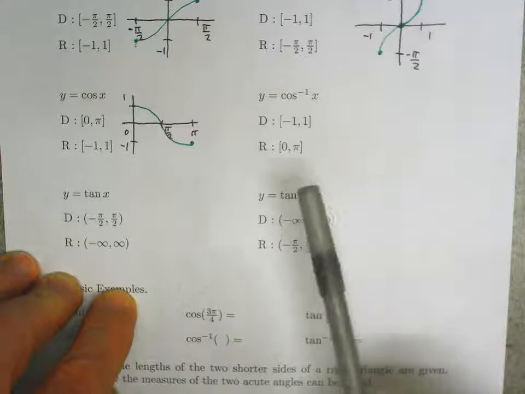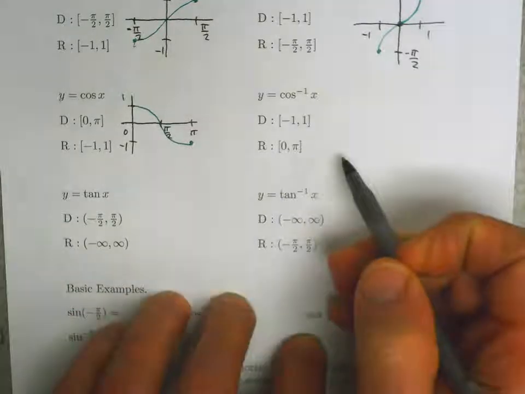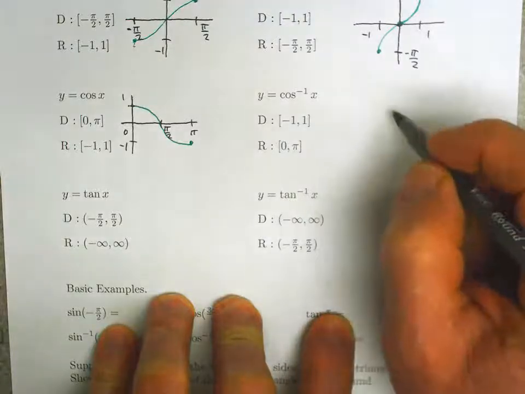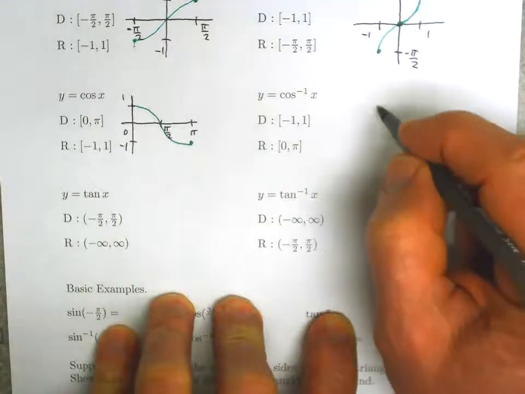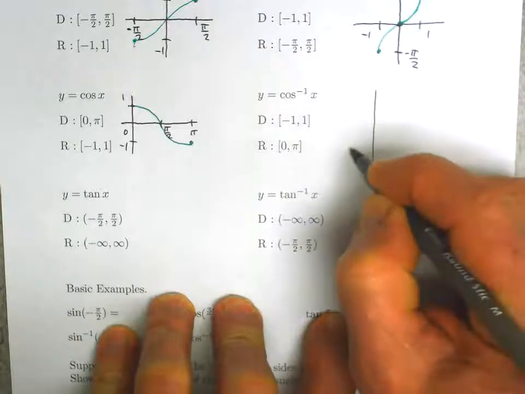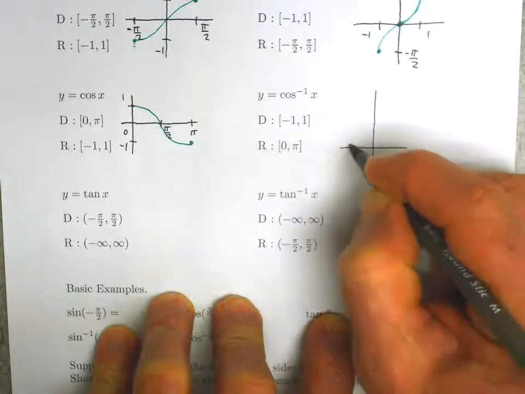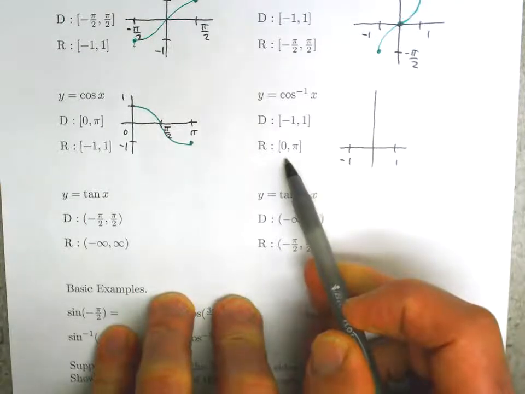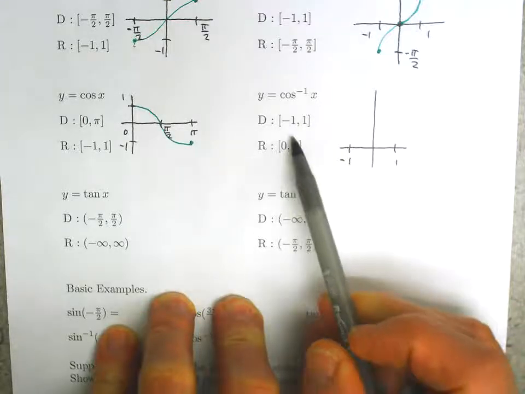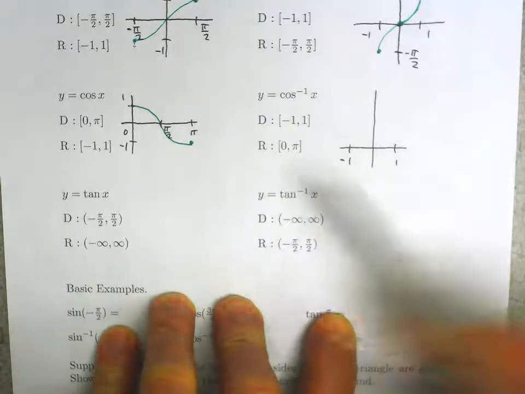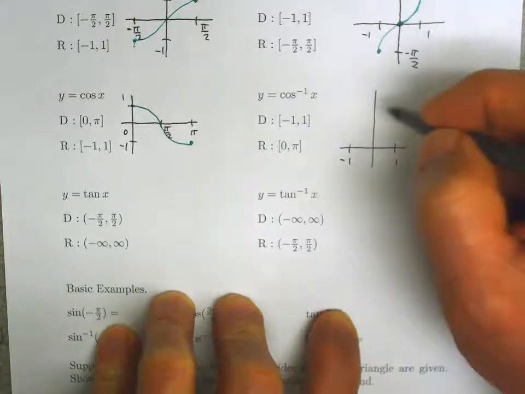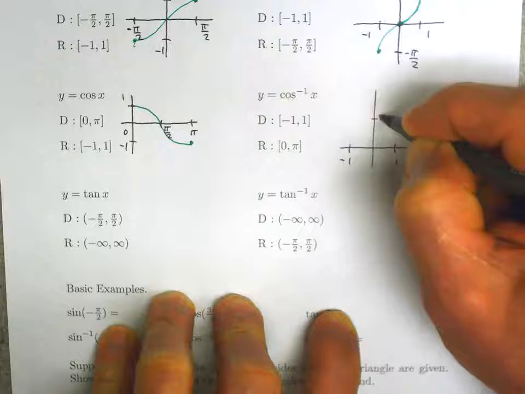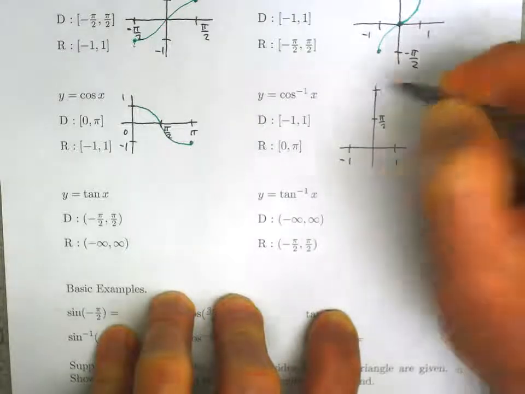Okay, we'll sketch the graph of the inverse of cosine. So the domain is from negative 1 to 1 again. But the range, the domain of inverse cosine is negative 1 to 1, and the range is from 0 to pi. So I'll put in an intermediate point, pi over 2, and pi.